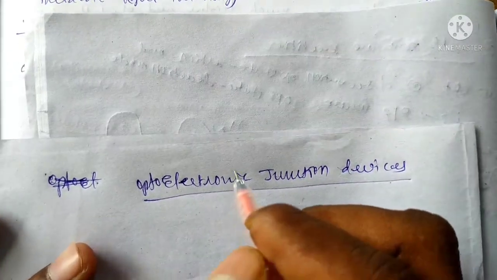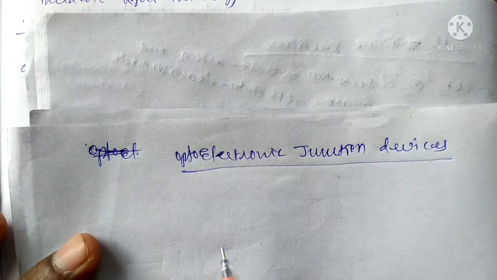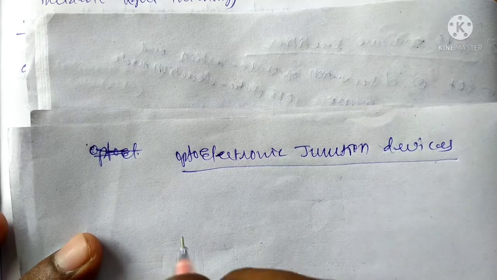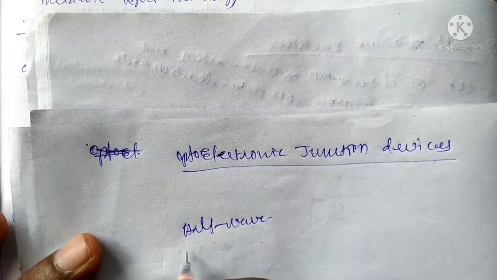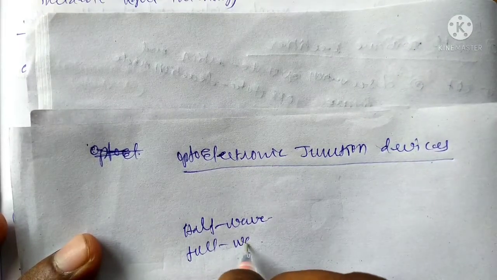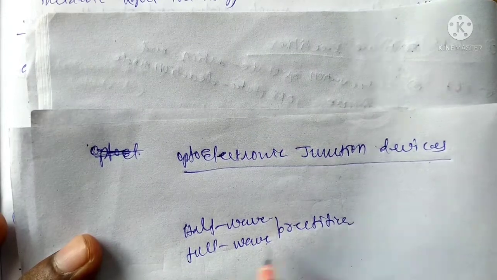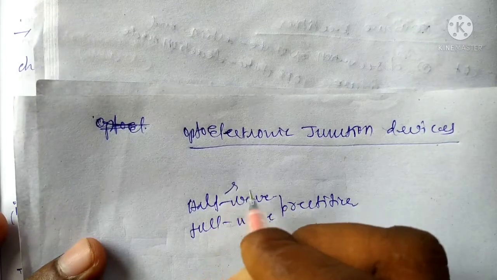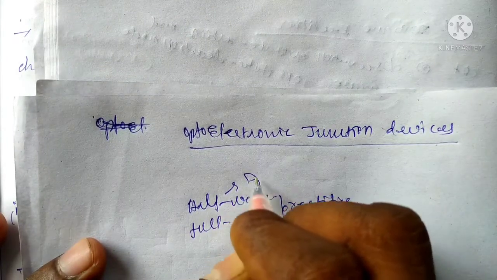Okay, in this class, we will discuss what we covered in the previous lesson, that is, the half wave rectifier and the full wave rectifier. In the case of the half wave rectifier, we use only a single diode.